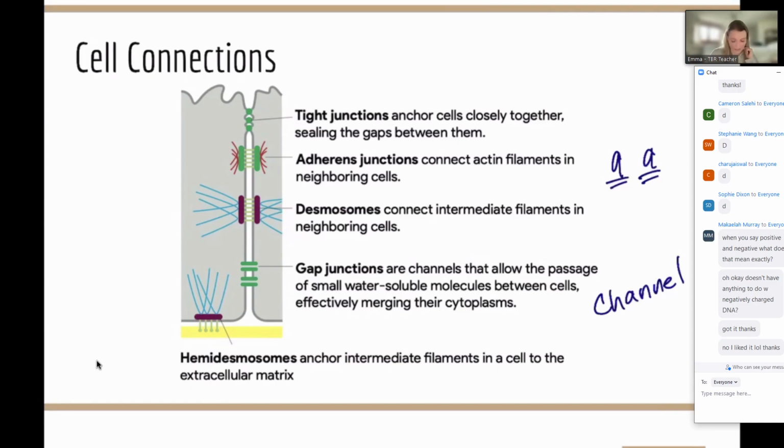And then there's something called a hemidesmosome. These are probably the least common. That's where the intermediate filaments are anchoring it to the extracellular matrix, which is just other tissue around.